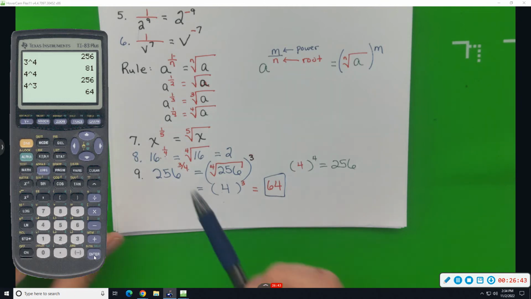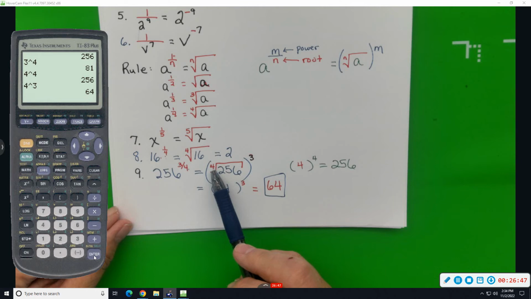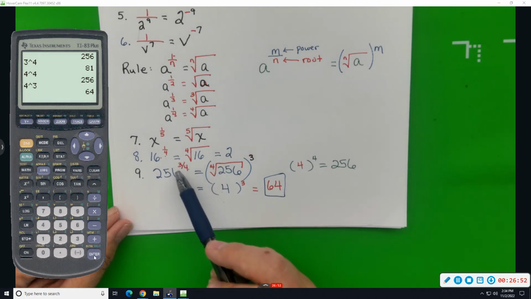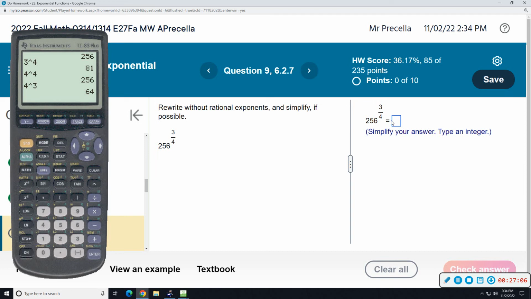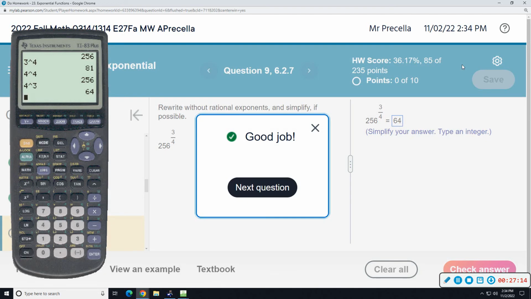The important thing is that denominator on that exponent, 4. That tells you what sort of radical you have. That's a 4th root. That numerator 3 is what you're raising the result to once you've simplified the radical. And let's punch this in. So what did we say it was? 64? Any questions there?